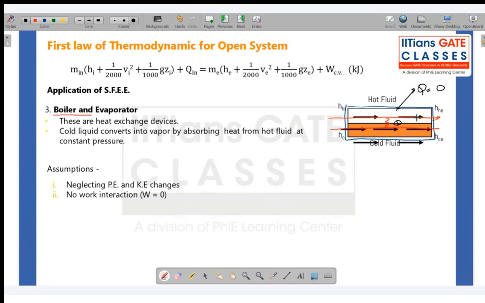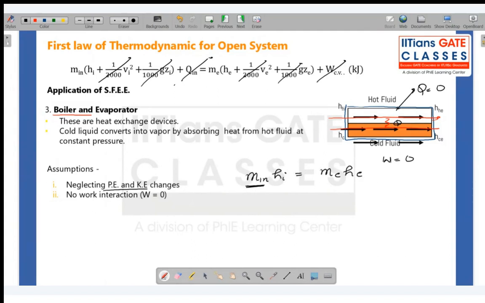In that case, kinetic and potential energy we are neglecting anyway. And in heat transfer, we all know that there is no work done. So work is equal to zero. This is negligible. No work transfer, no heat transfer. So basically, in this particular scenario, m dot in h in is equal to m dot exit h exit.